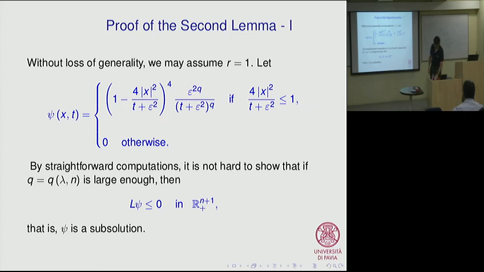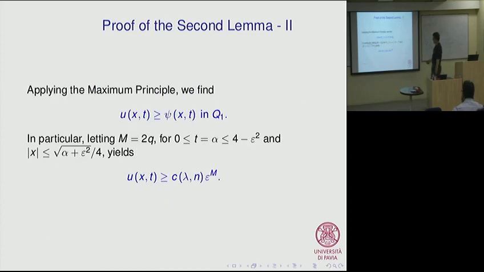And then if psi is a sub-solution, then u, by the maximum principle, has to be above psi. And then you choose M in the right way and also alpha in the right way, and you get the bound below. So the growth lemma, again, comes as a rather straightforward consequence of choosing the right comparison function. Once you have it, then you are basically done.